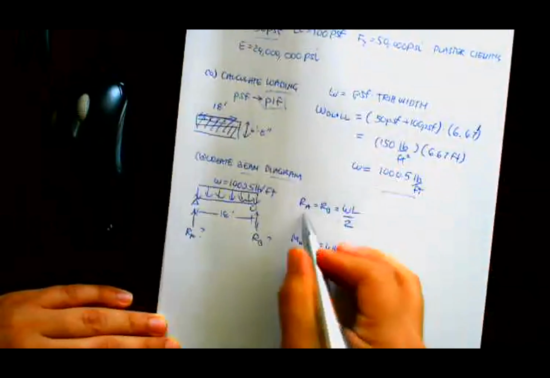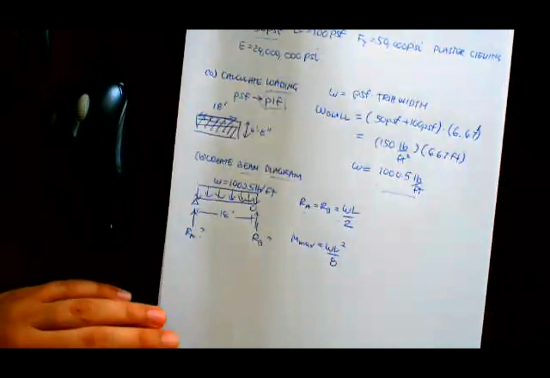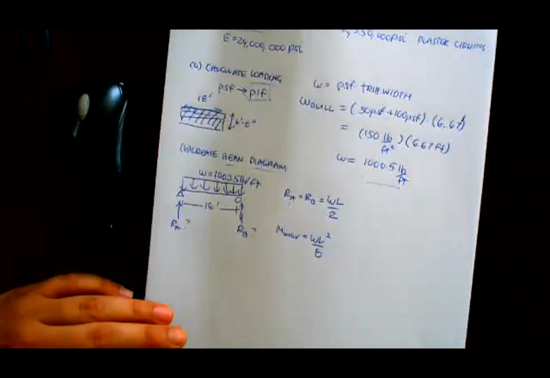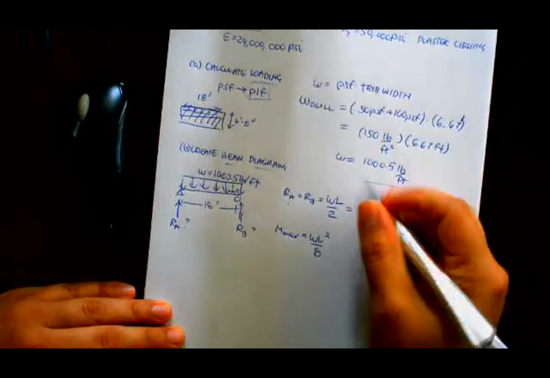Someone might ask, where do I find these? Go to 3.23. This is what we did in the last assignment. We could use static equilibrium equations, completely valid, or we could just do it this faster way. I'm gonna plug and chug.